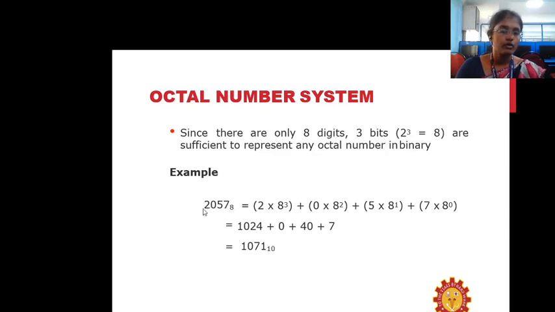We have to give the position for each symbol in the given input, which starts from the right-hand side to the left-hand side, from 0, 1, 2 and 3. So 2 into 8 to the power 3, 0 into 8 to the power 2, 5 into 8 to the power 1 plus 7 into 8 to the power 0. After processing, we get the value 1071 with the base of 10. The base 10 represents that the output number is a decimal number.